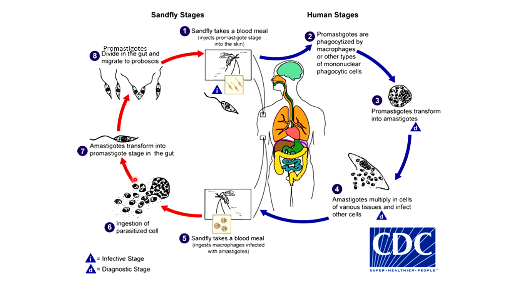Once the sandfly has ingested these infected macrophages or other cell types, the amastigotes transform into the promastigote within the gut of the sandfly. The promastigote then divides within the gut, and they migrate to the proboscis, which is that pointy mouth that flies have that they use to pierce your skin with. So they migrate to the mouth of the fly, and then the cycle just repeats itself.